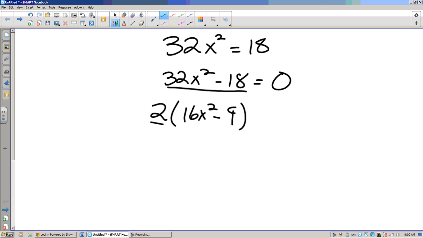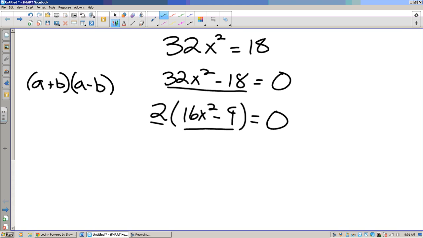And that all equals 0. And then we ask ourselves, is this factored? And we already said there's no greatest common factor. And then we ask ourselves, if there's no greatest common factor in 16x squared minus 9, is this the difference of two perfect squares? And we said yes. So we follow the form a plus b times a minus b.